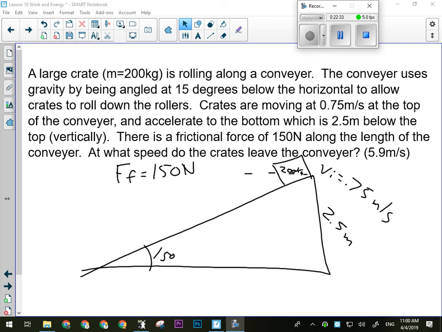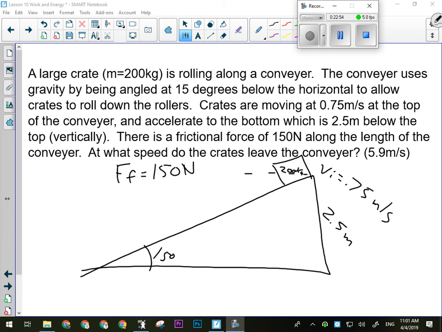In order for me to know that, I need to know what about the conveyor? I need to know how long it is. If I'm going to calculate the amount of work done against friction, I need to know the force of friction, and I do, and the distance over which it acts. Can I calculate the distance over which it acts? Yes. So I'm going to use trigonometry to get the hypotenuse of this triangle.